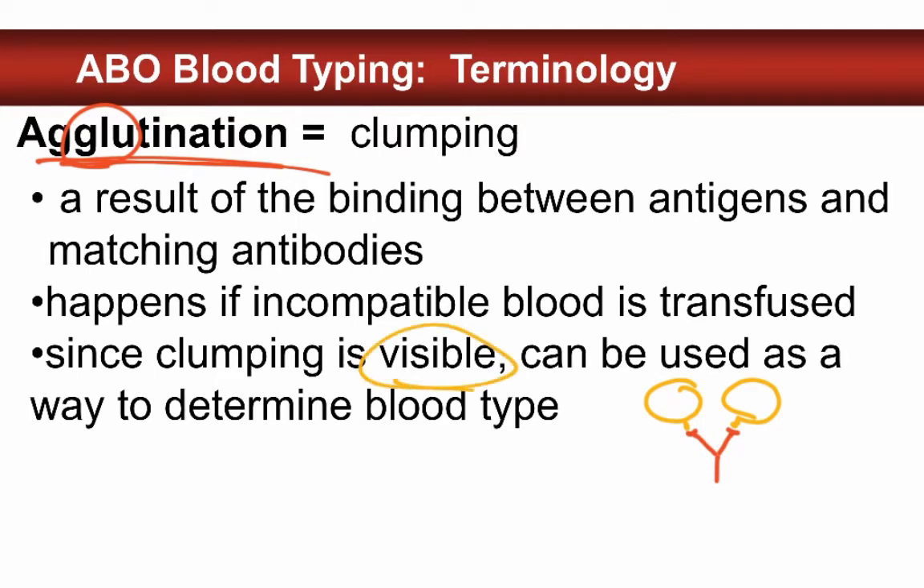So this agglutination is both the reason why mixing incompatible blood can result in serious trouble for the blood recipient, and also is used in the context of determining blood type. If the agglutination is such that there's so much of it that it becomes visible, we can use it to determine someone's blood type, which is what we simulated in lab this week.